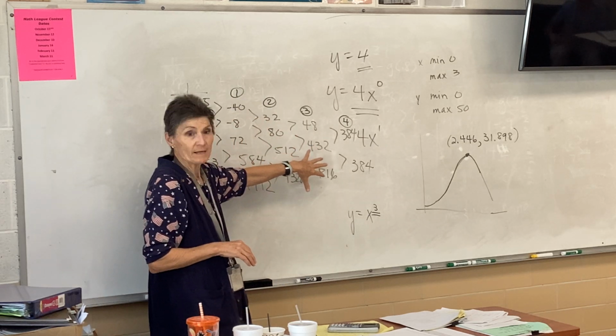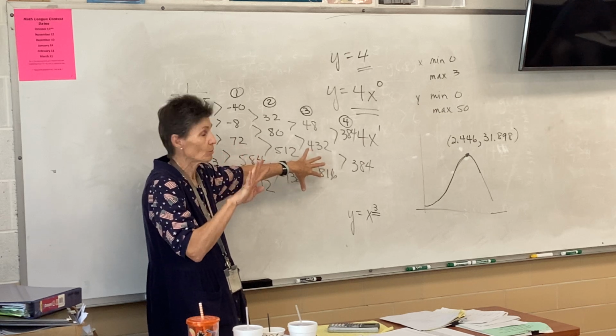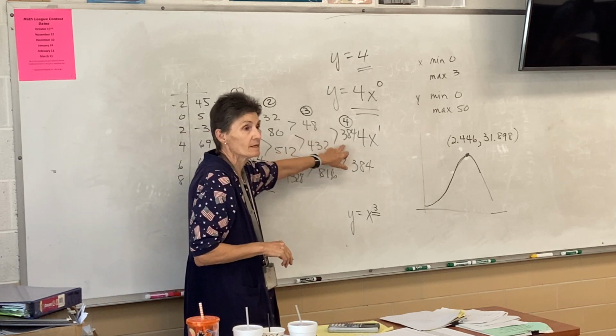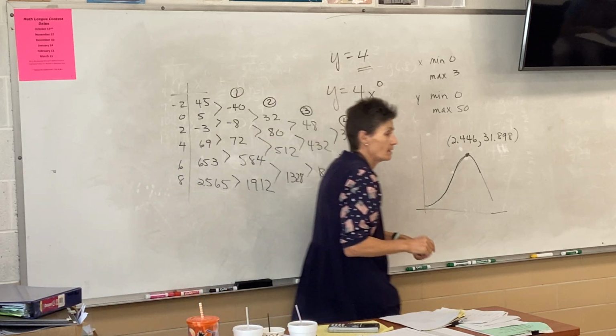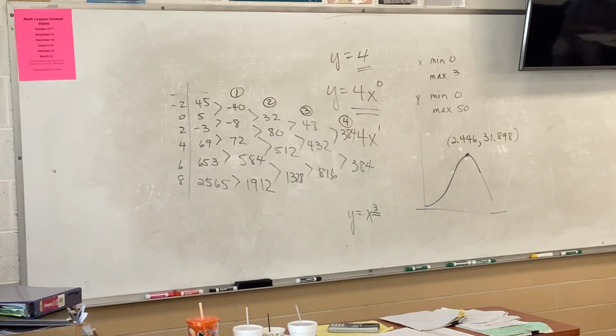Amen. The degree of this is 4. This is a 4th degree polynomial because the 4th differences were finally the same, right? Okay. This homework's gonna be due on Wednesday.